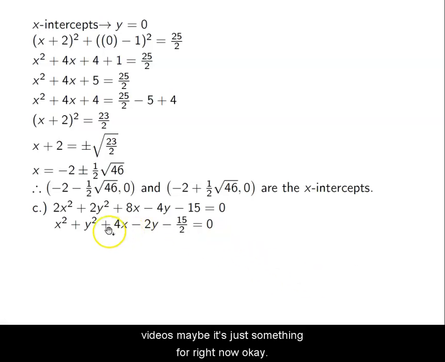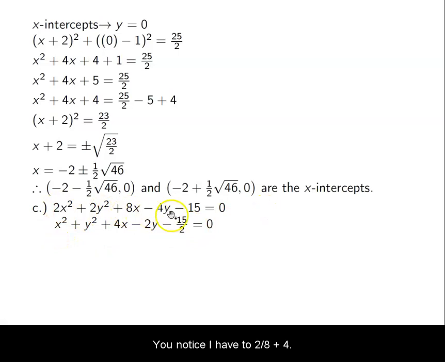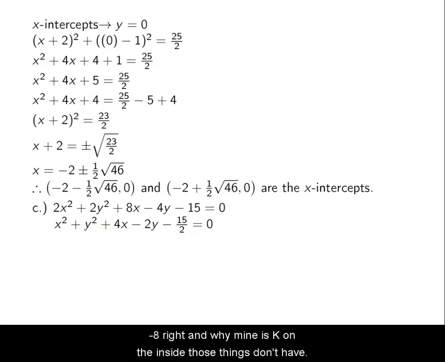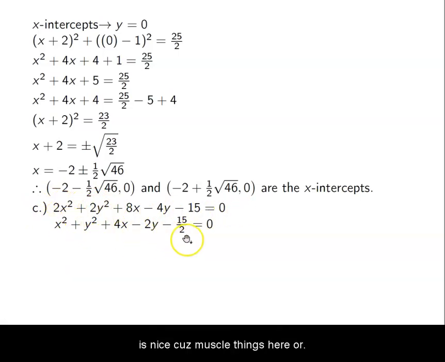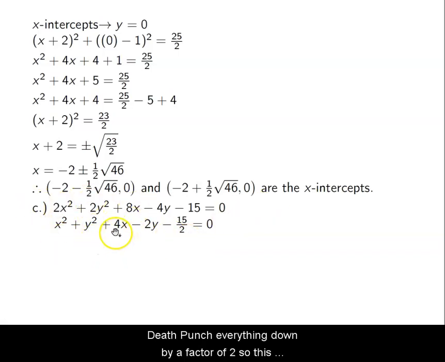Okay, but for our equation here, if you notice, I have 2, 2, 8, and 4. Ideally, I would like to have x minus h and a y minus k on the inside. Those things don't have 2's in front of them, or 5's, or anything like that. So I'm going to divide everything by 2, which is nice because most of the things here are even. That bumps everything down by a factor of 2. So this goes from 8 to 4, from 4 to 2, and then here's half of my 15.